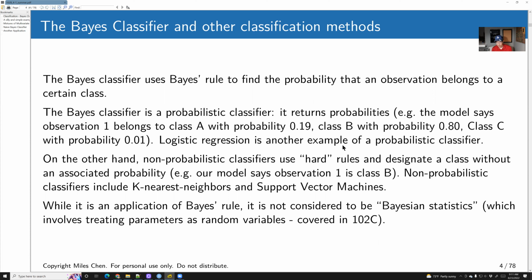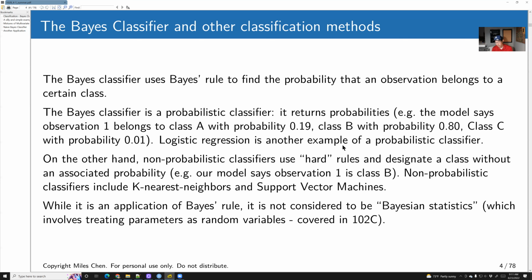Okay, another example of a probabilistic classifier is logistic regression. Logistic regression is used if you only have 2 classes, basically a yes versus a no, and after you put it into the logistic equation, you get a number between 0 and 1, which represents the probability of basically yes.